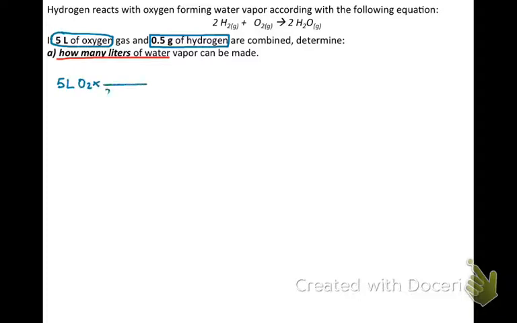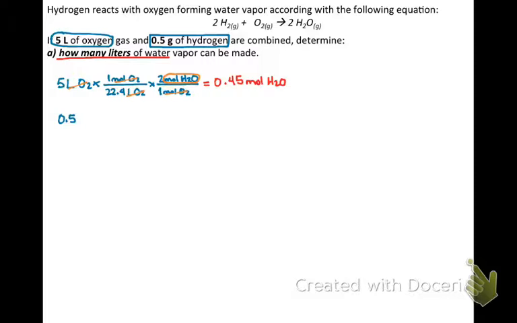We have 5 liters. We transform these 5 liters of oxygen into moles of oxygen, and then we use the mole ratio to know how many moles of water we will get from 5 liters of oxygen. We cancel units, we have moles of water, and it gives 0.446, so we can round it up to 0.45 moles of water that will be produced if the 5 liters of oxygen had enough hydrogen to react.